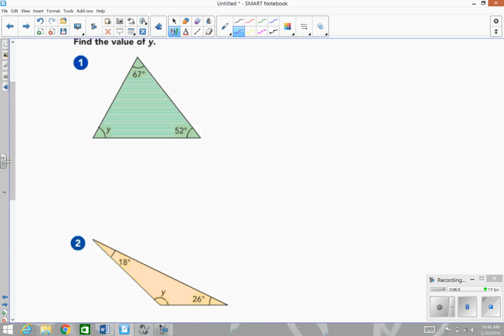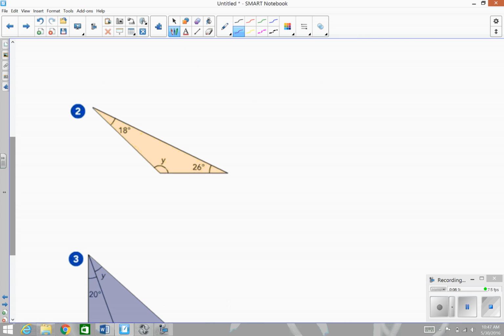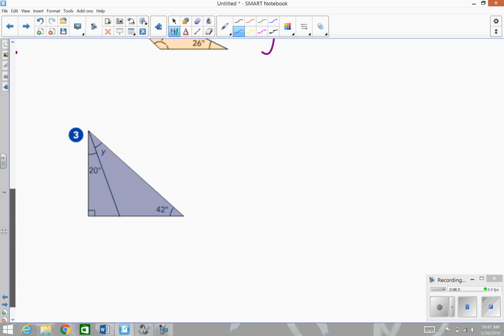Okay, now that you've tried these on your own, I'm going to go ahead and give you the answers. Mark any that you're stuck on, and we can talk about them tomorrow. This one, you should have got that y equals 61 degrees. For number 2, you should have got y equals 136 degrees. For this one, there were a couple of steps happening here, but you should get that y equals 28 degrees. So correct your papers, mark anything you need me to go over, and let's move on.